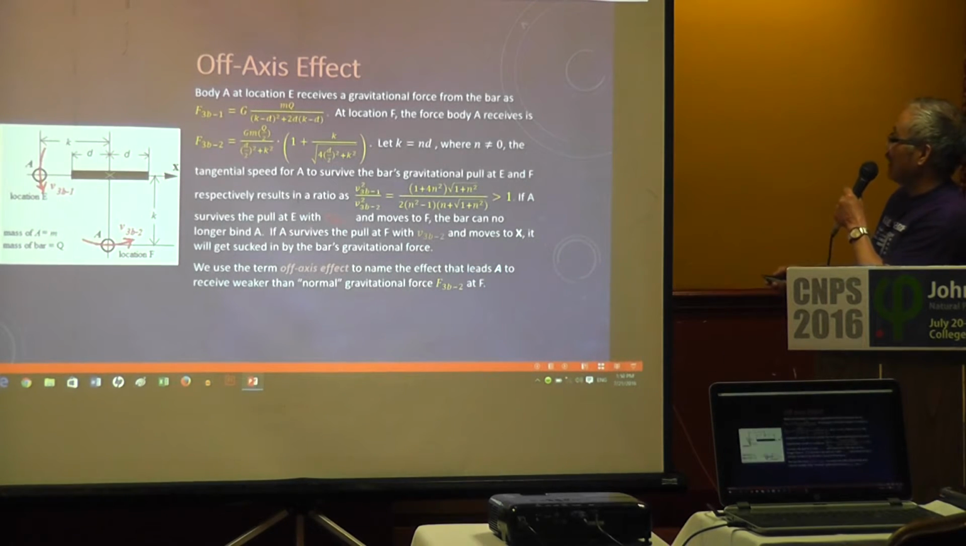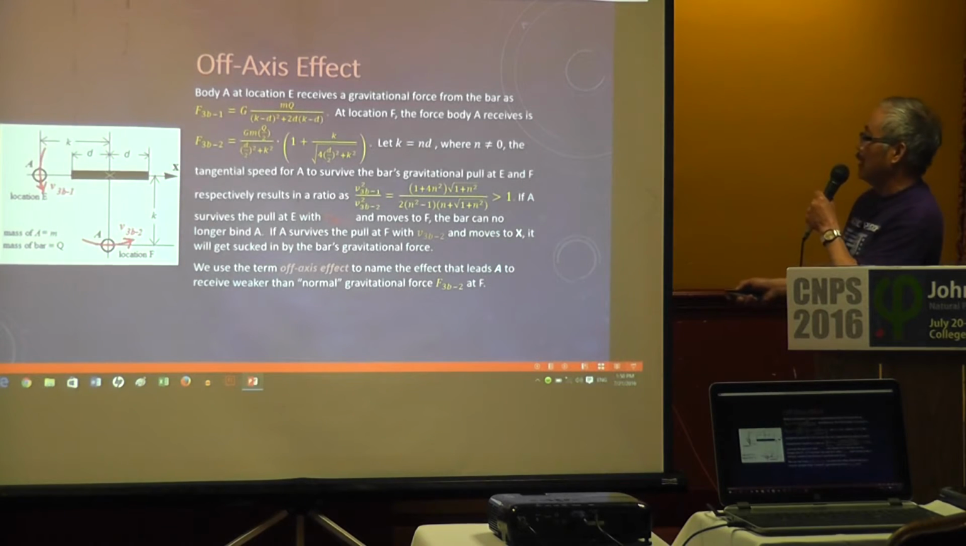Okay, now instead of comparing the tangential speed here with k and d, I will normalize them with one letter, n, by making k equal to nd, where n is not 0. And from the comparison, we know that the tangential speed for this body A to survive the gravitational pull here is forever bigger than here. Next, please.